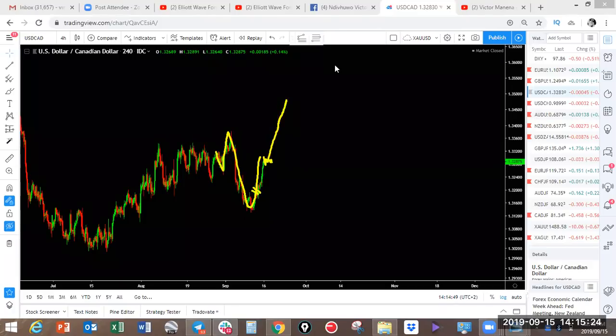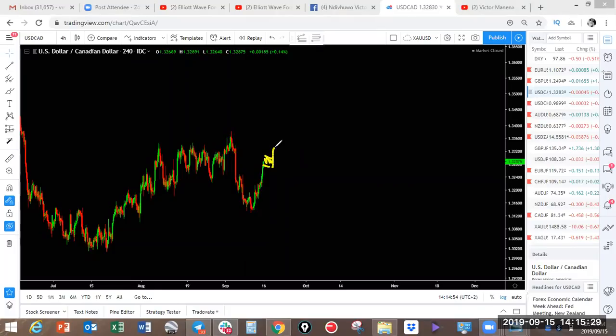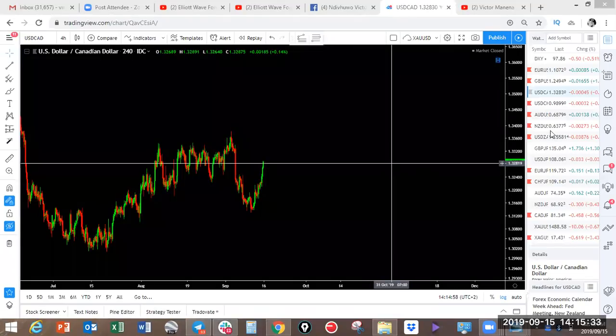Now, if you want to ride the trend on this one, just wait for corrective structures in the 1-hour or the 4-hour and keep riding it to the upside. We're already on the risk-free trade on this one. That's USDCAD looking very nice. USDJPY.